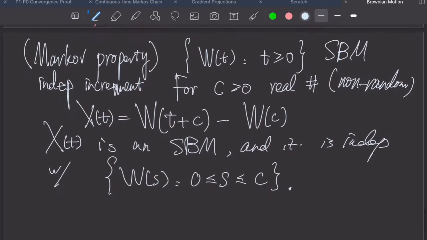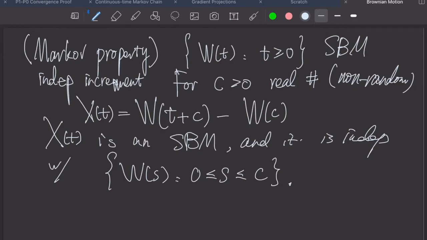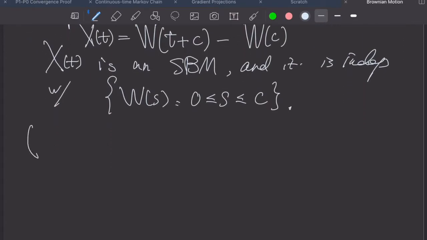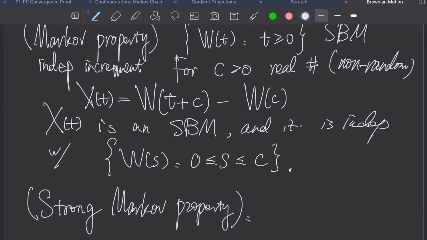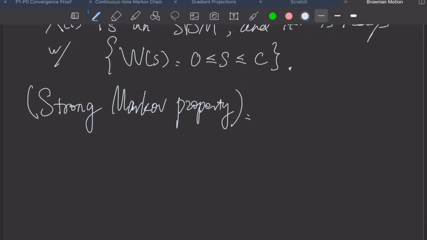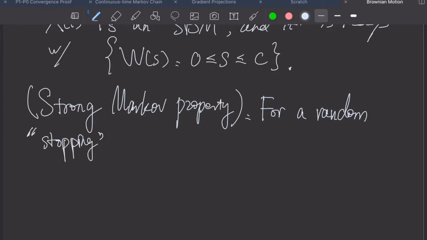And now the strong Markov property is something different. I mean, this is nothing but independent increment, but the strong Markov property is actually something much stronger, as we will see in a moment. The strong Markov property changes this constant c right here to a random time. So now for a random stopping time, and we will explain in a moment what a stopping time means.